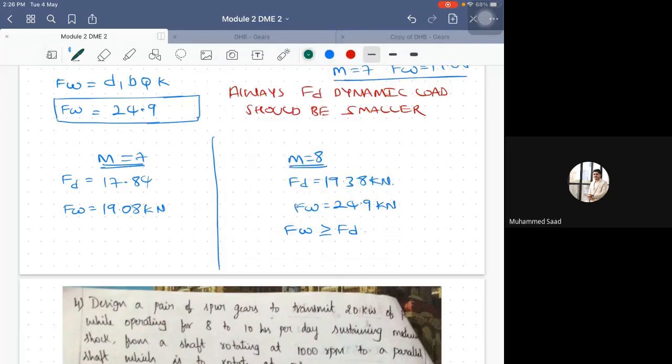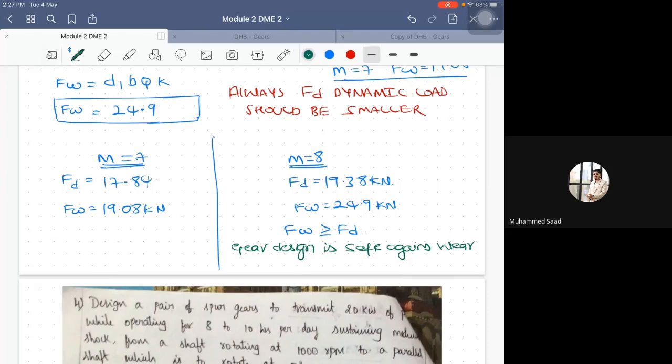Answer, man. Whether the wear load is greater than the dynamic load. I mean to say, whether the dynamic load is less than the wear load. Yes, isn't it? Then you can say the gear design is safe against wear. Therefore, you can say the gear design is safe against the wear.